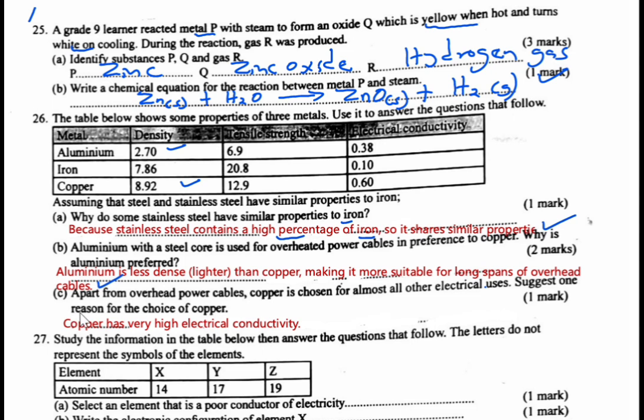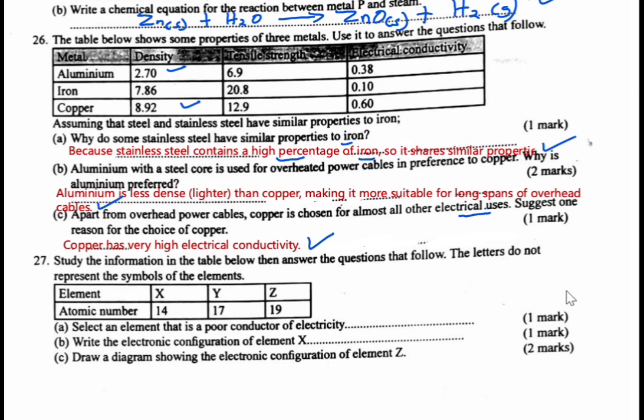Part C, apart from overhead power cables, copper is chosen for almost all other electrical uses. Suggest 1 reason for the choice of copper. You will know that copper is a very good conductor of electricity. Therefore, the reason is because copper has a very high electrical conductivity. From this table, you can see the electrical conductivity of copper is 0.60, which is the highest from these other 2 elements. And therefore, that is the reason you get 1 mark. So we're done with question 26. Let us go to 27.